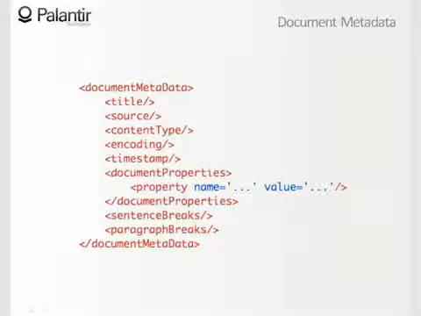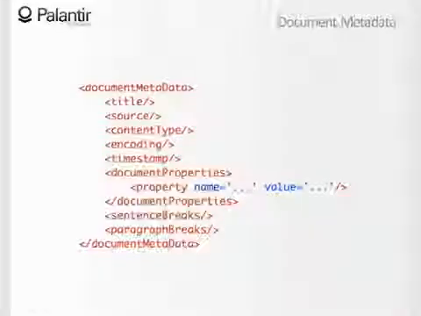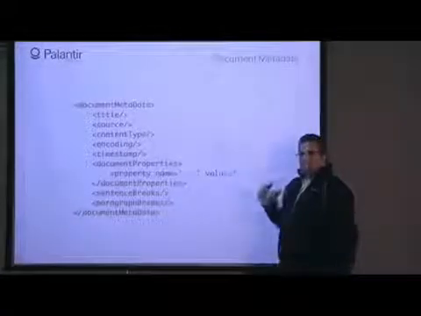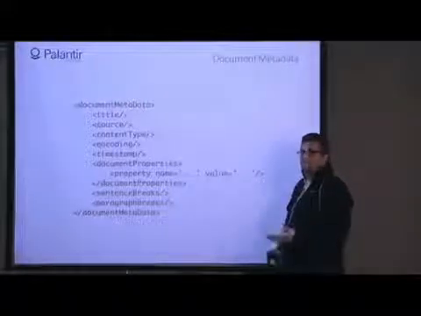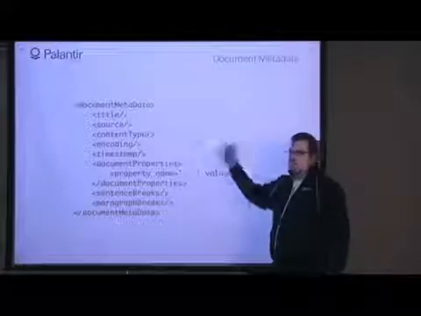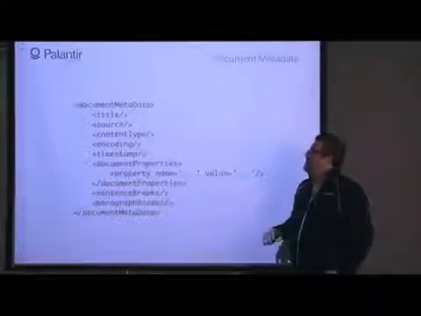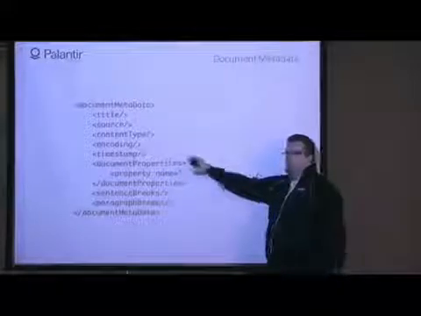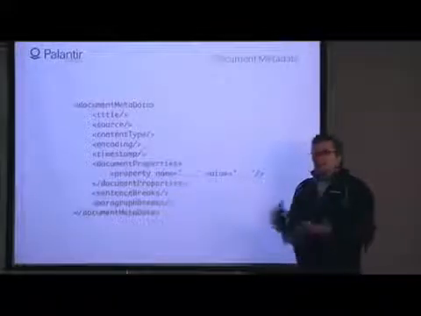Taking a look at the document metadata section, we see that we have many different elements here. Some of them are optional, some are required. We have title, source, which may be the place where the document came from, like file name, URL, or some other sourcing mechanism. The content type, what do we expect to find in the document, like text plain, text HTML, or application MS Word. The encoding, what character set the document uses, the timestamp of when it arrived or when it came into the system.